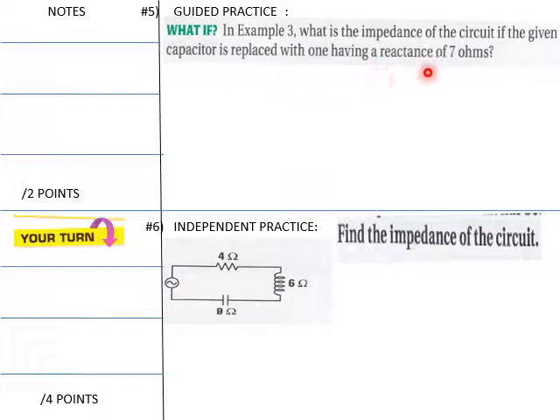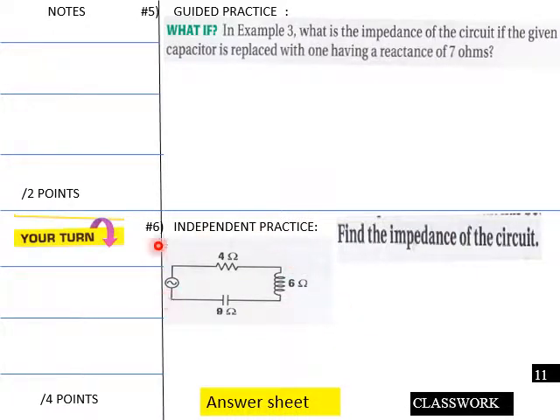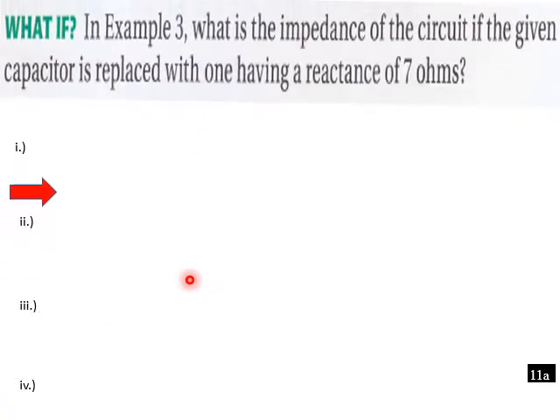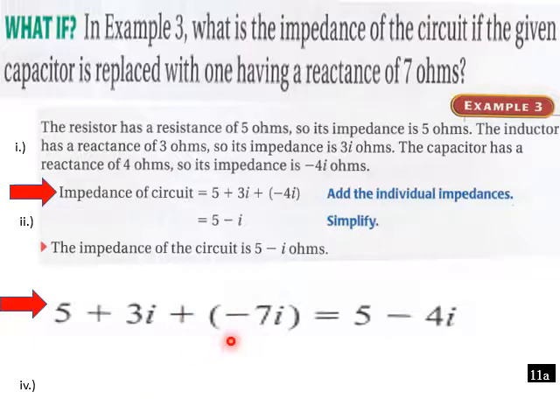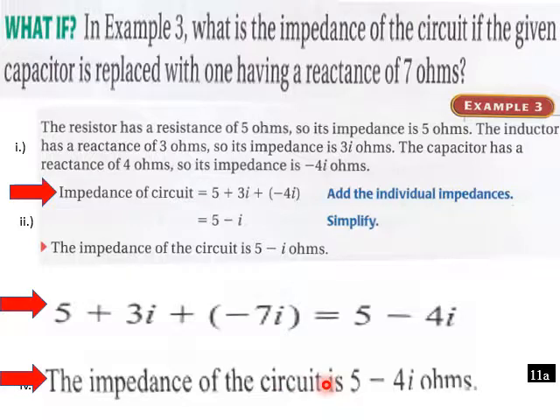Okay, in example 3, what is the impedance of the circuit if the given capacitor is replaced with one having a reactance of 7 ohms? And then down here, since this is yours now, find the impedance of this circuit. Use your classwork sheets as references to do your independent practice. We're going to do our guided practice now. So this would be the expression here. The impedance of the circuit will be 5 minus 4i ohms if we replace this with 7 ohms instead of the 4 ohms.